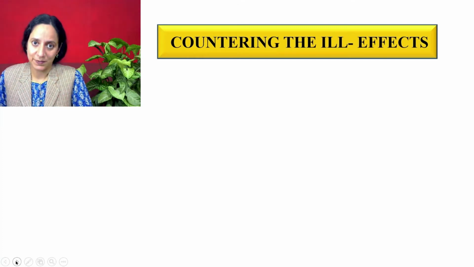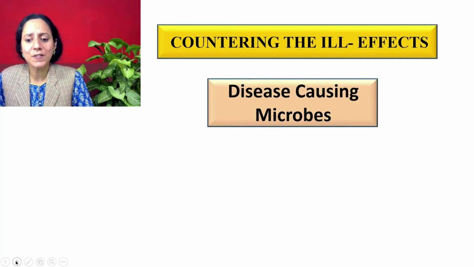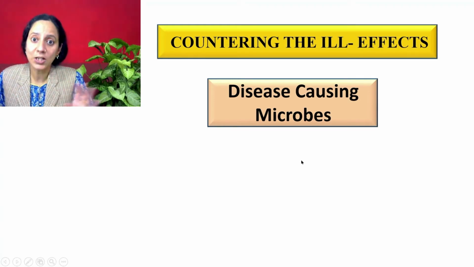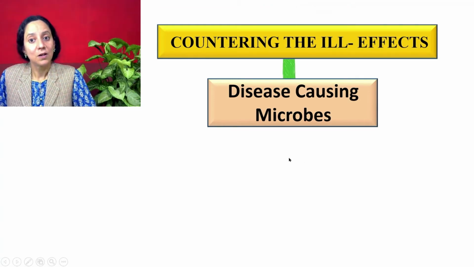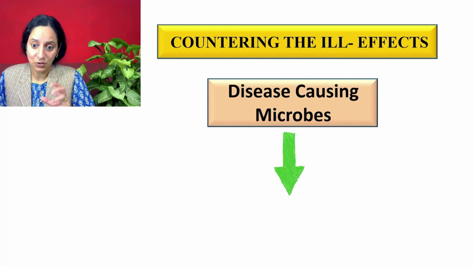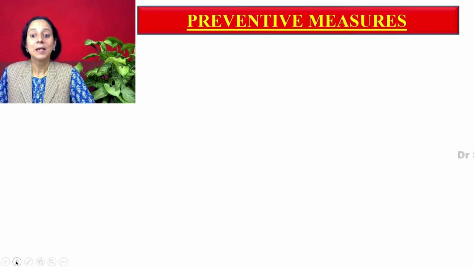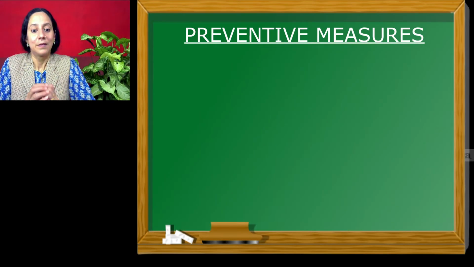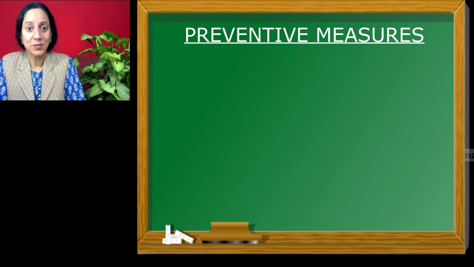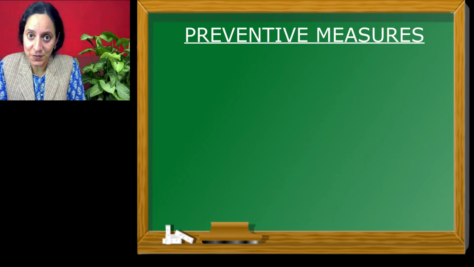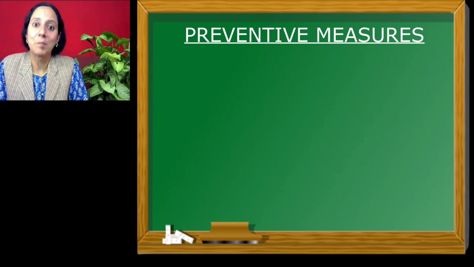Countering the ill effects. These disease-causing microbes are responsible for a number of diseases through a variety of microscopic organisms. So how can we control these or keep a check on these? By preventing this spread. Preventive measures. There are certain simple preventive measures. If we adopt those, we will be able to stay away from diseases and we will be able to save our family, community and country from a number of diseases.